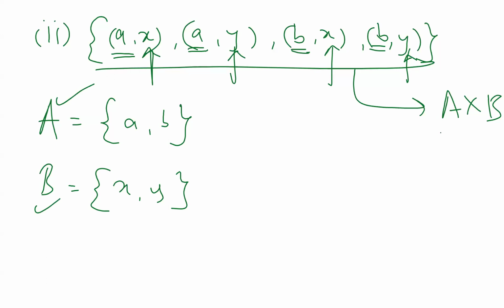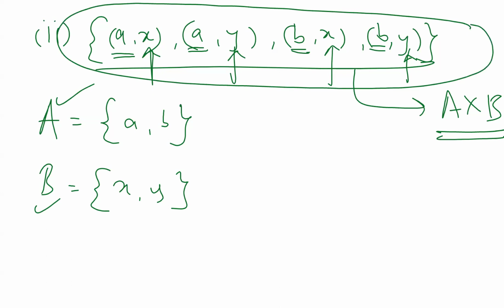So if you calculate A cross B, will this be the right answer? Or are any other ordered pairs possible? I don't think any other ordered pair is possible. So it's a product set. So the answer is true over here. It's a proper product set because no other ordered pairs are left out. Okay. Let us go to the third sub question.